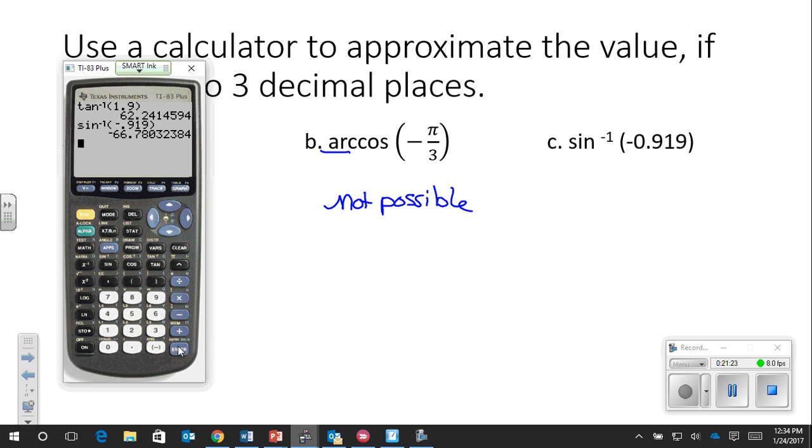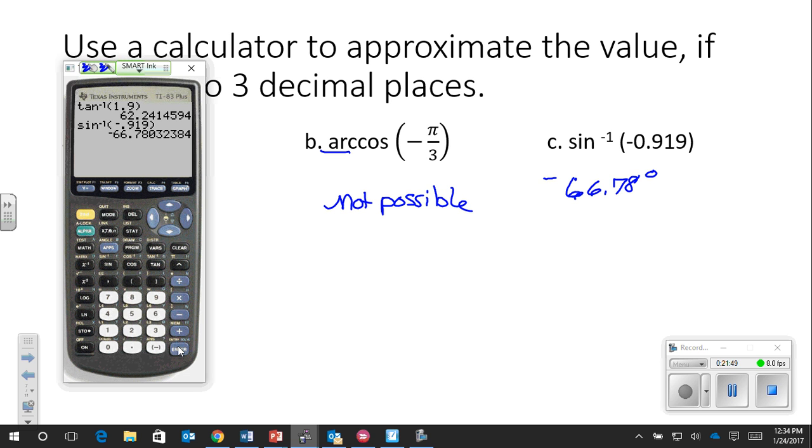Everybody get negative 66.78 degrees? Okay, and that's how you can leave your answer. You can leave that answer in that form because we have defined it between negative pi over 2 and pi over 2, right? And of course, you could also keep that in radians as well. Questions on these?